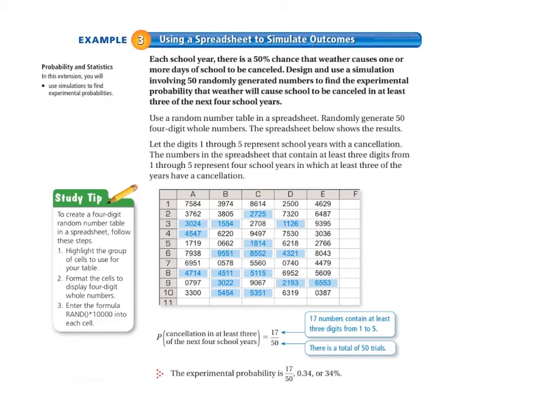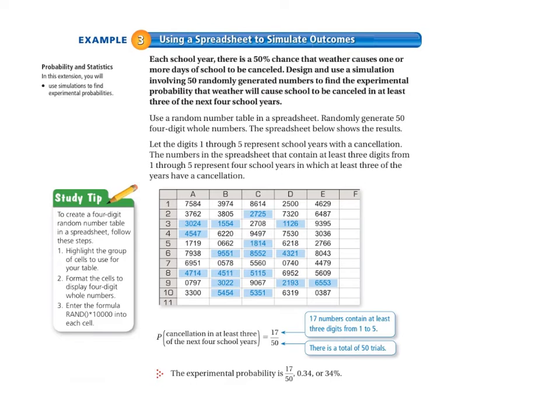Example 3 is using a spreadsheet to simulate outcomes. Each school year, there is a 50% chance that weather causes 1 or more days of school to be canceled. That might be in other places in the world besides Arizona. Design and use a simulation involving 50 randomly generated numbers to find the experimental probability that weather will cause school to be canceled in at least 3 of the next 4 school years.